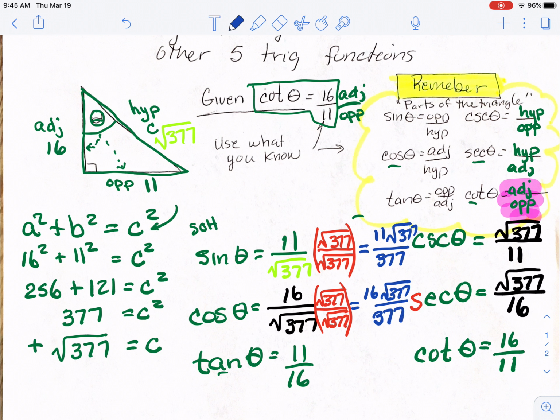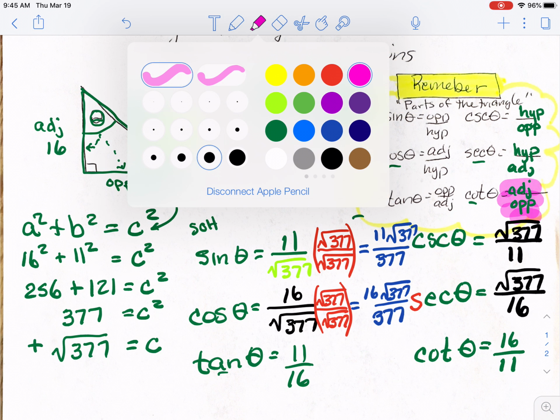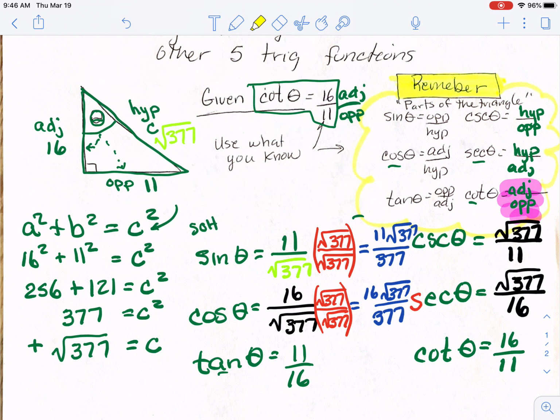So there are all 6 trig functions here. Let's pick a pretty color. Let's go with, I don't know, yellow I guess is probably the best. These 6: my sine value, my cosine value, my tangent value, my cosecant value, my secant value, and, oops, one more, cotangent value. Those are the 6 values that would go in your 6 answer boxes when you work this on Big Ideas Math.